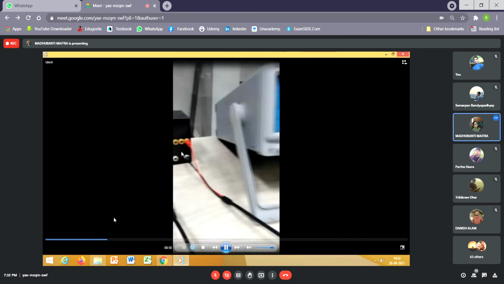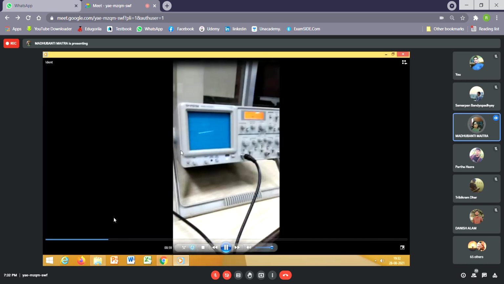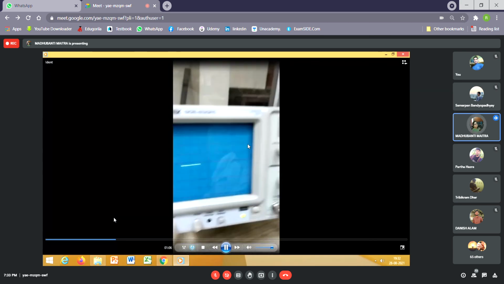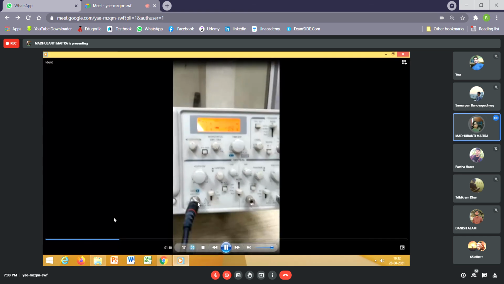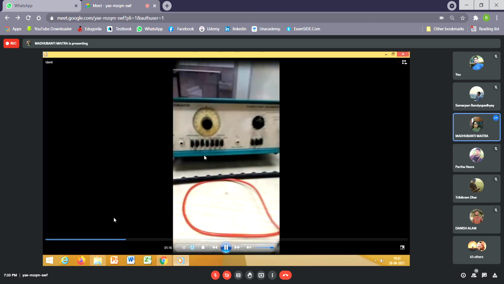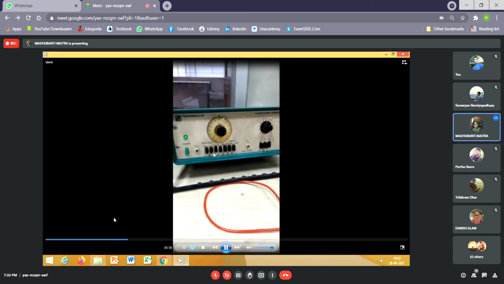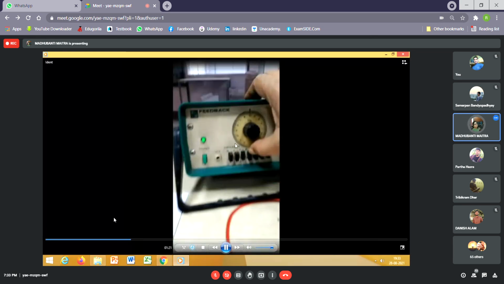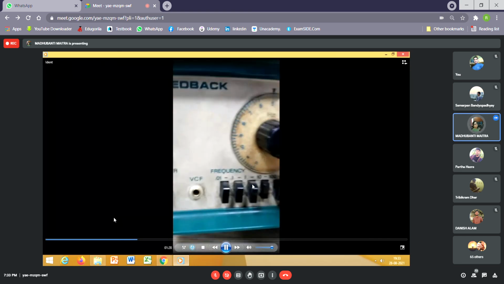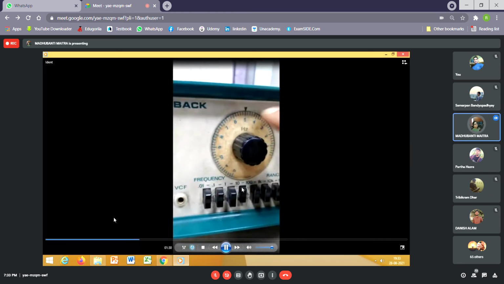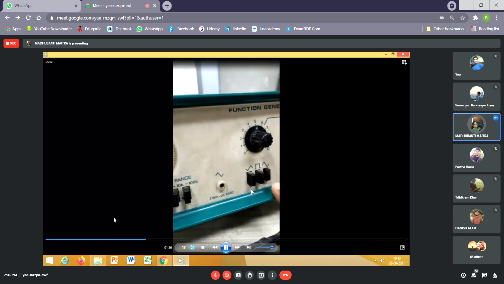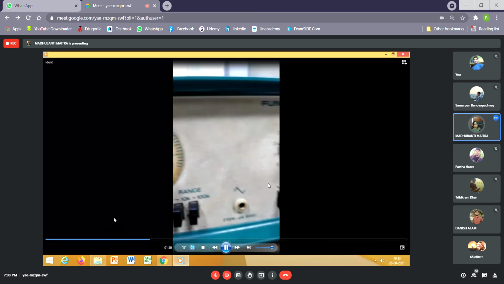The A output has been connected to the input of the system, and this is our dual channel oscilloscope. The input to the system has been connected to channel X, and the output from the system has been connected to channel Y. These are the buttons, and with the help of this button we can select a particular range of frequencies. Like if I press this button, then I'll be able to select the 10 hertz to 100 hertz range of frequencies.